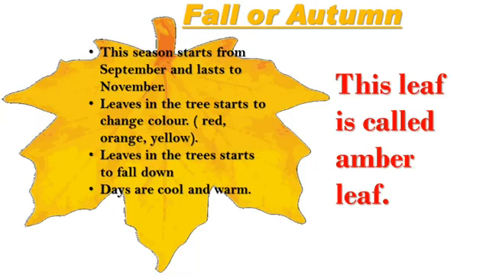So in autumn or in the fall season, the leaves will be all over the ground. In the tree, you can't see leaves. Days are cool and warm. So, do you know the name of this type of leaf? This leaf is called amber leaf. Now, what activities do we do in this season?